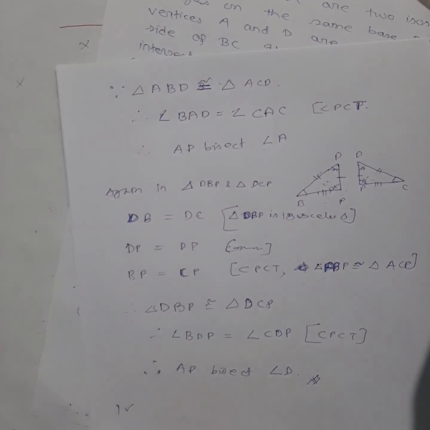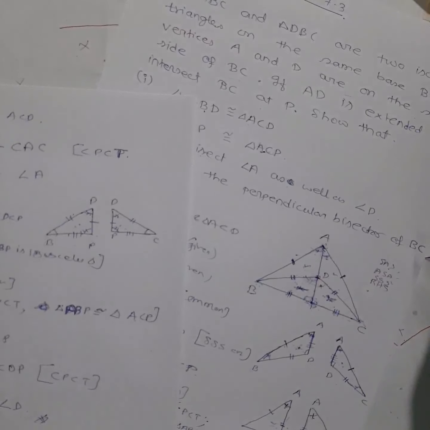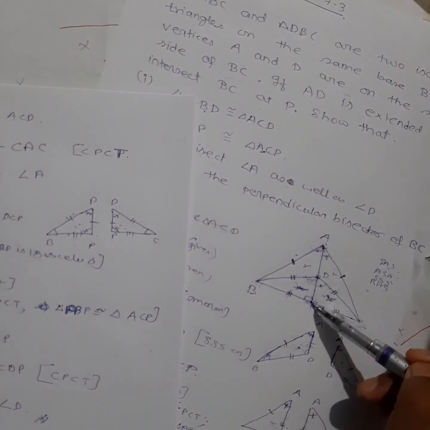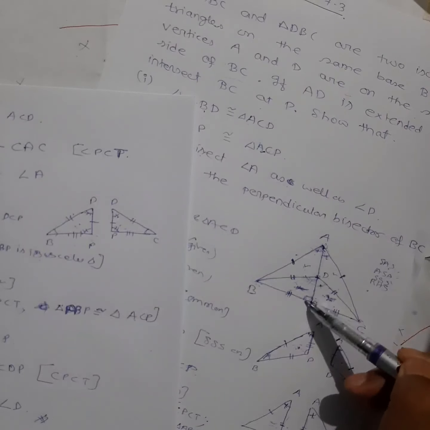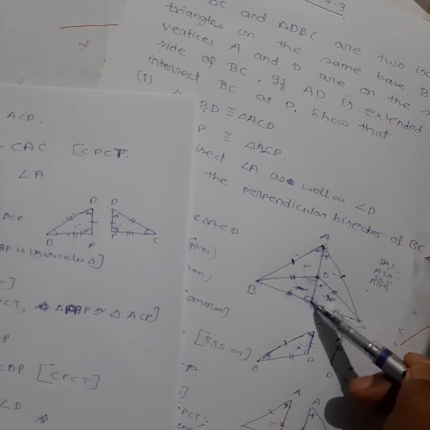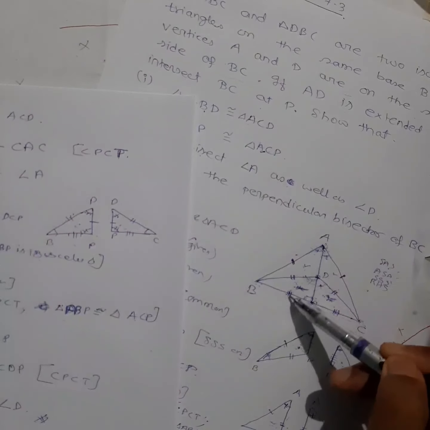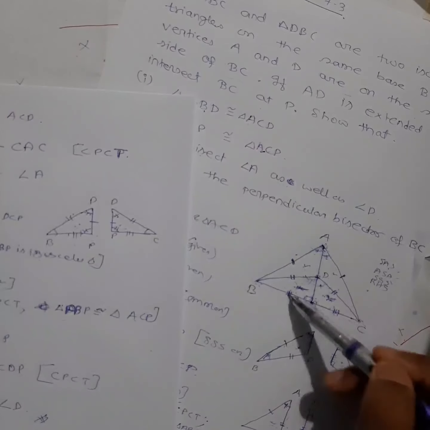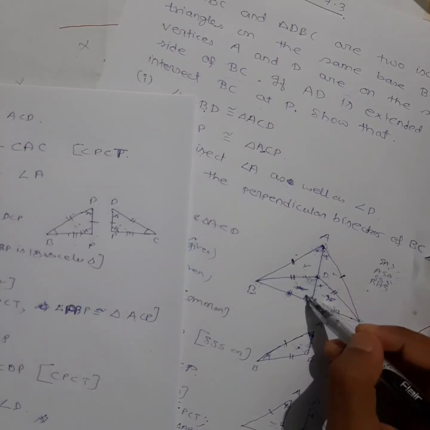Number 4, we have already proved that one. Number 4, what do you have to prove? You have to prove that this AP is the perpendicular bisector. Perpendicular bisector means this line must be perpendicular and it must bisect, means must cut from the midpoint. So cut from the midpoint means what? I have to show this and this equal, which we have already shown. The only thing is I have to show this is 90 degree.